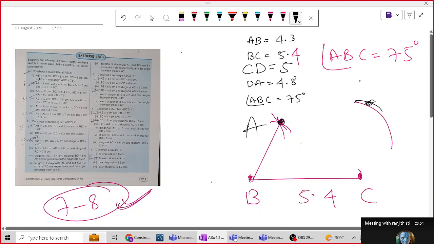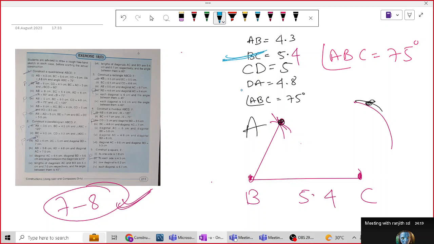Tell me the first point. What did we do first? First we drew 60 degree, 90 and then 75. Without the base, is it possible? No, sir. We took the base. Base is 5.4. Okay, look, can you see 5.4? Where is the base? The blue one. Okay, base is done. Then what did we do? 75 degrees.